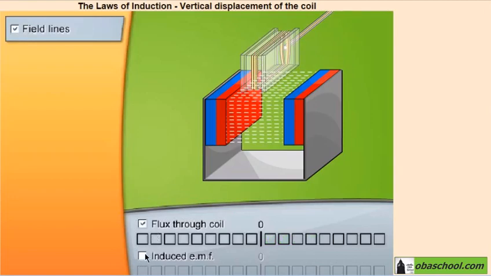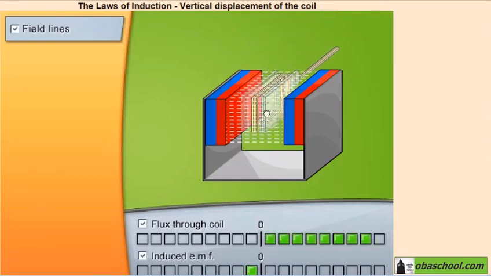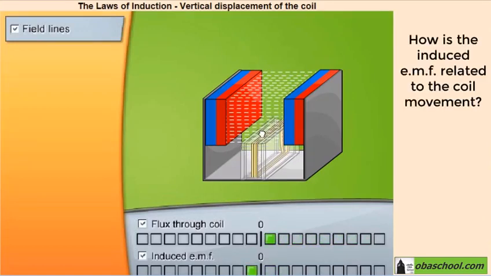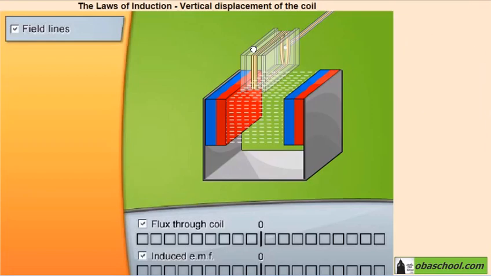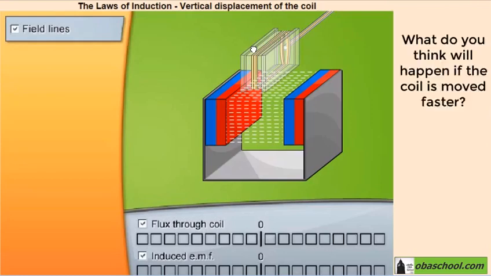Let's click the induced electromotive force indicator and repeat the coil movement to see if a voltage is generated as the coil moves into and then out of the magnetic field. How is the induced electromotive force related to the coil movement? Yes, the electromotive force is in one direction as the flux collected increases, and in the other direction when it decreases. What do you think will happen if the coil is moved faster?